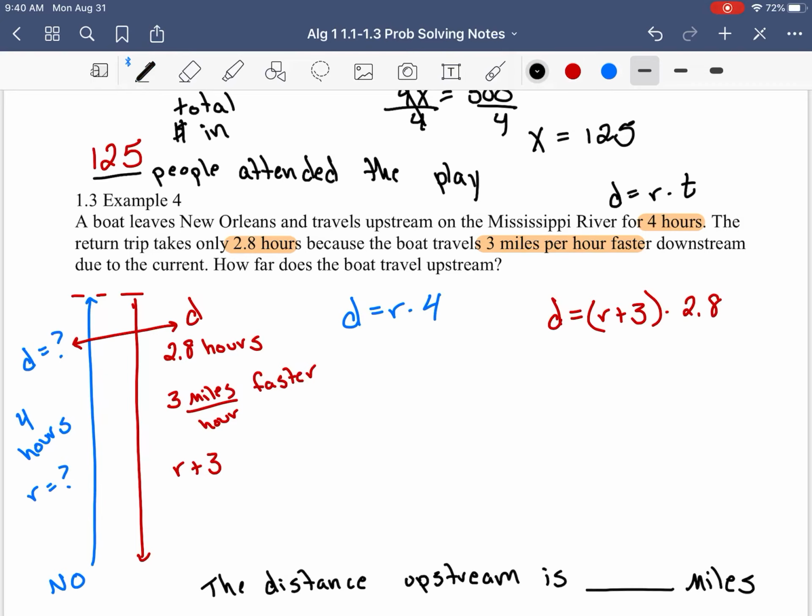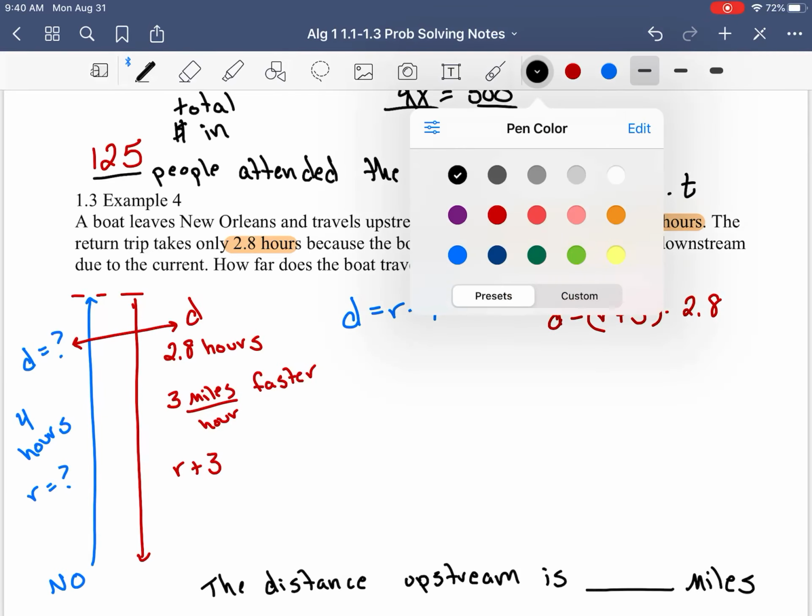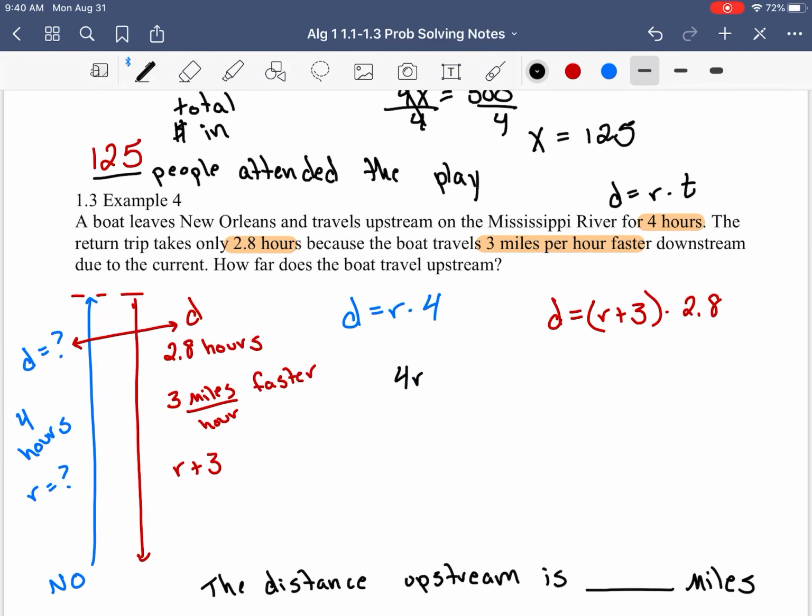So there we've got our picture, and we labeled it with all of our information. Now we've got 2 equations going on. How do we go about solving that? Distance equals rate times time. But these distances are the same. Distance upstream is the same as the distance downstream. So this and this are equal. I can put it together, and we'll have 4R. I just rewrote this one here. R times 4 is 4R. I'm going to do the same on this side, 2.5 times R plus 3.